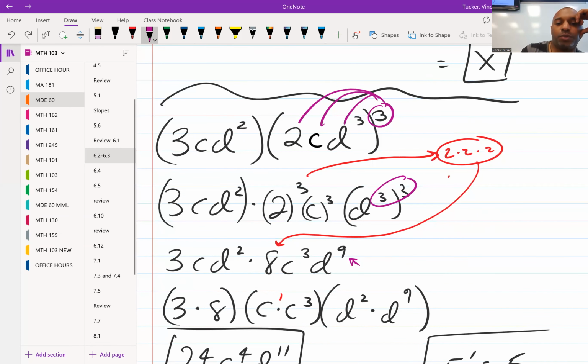So 2 cubed is 8. c cubed is still c cubed, but here we have to multiply these exponents, so that'd be d to the 9th. And now we can bring everything together that can be simplified. So notice I have 3 times 8, c times c cubed, d squared times d to the 9th.